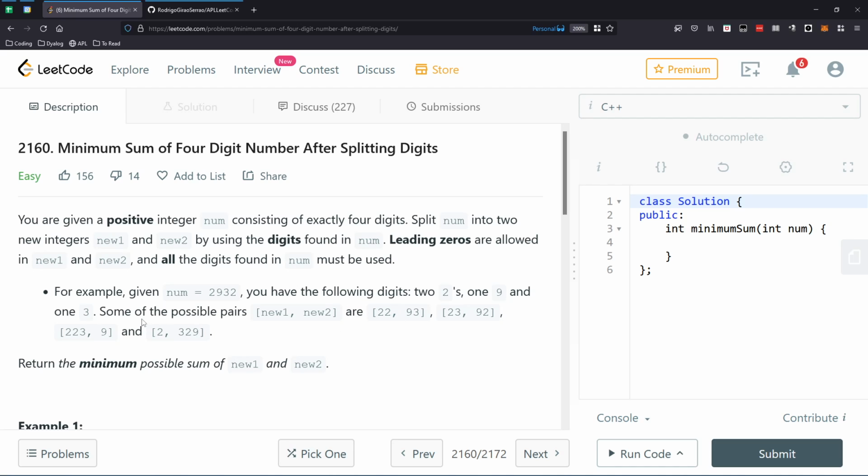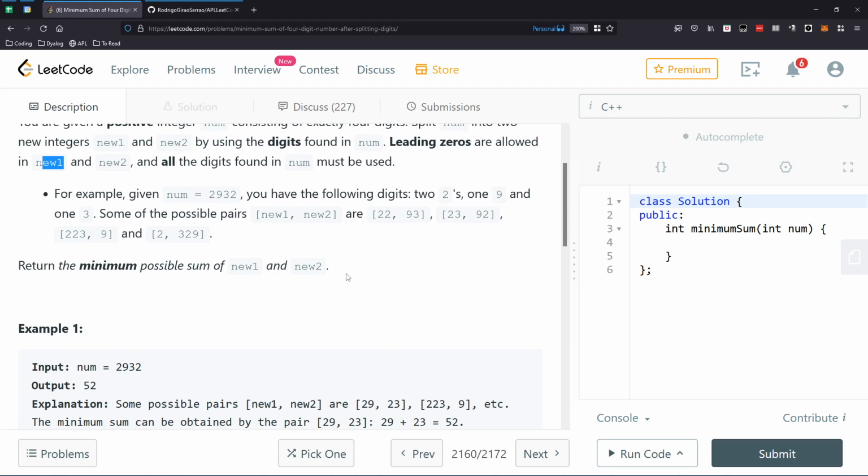So the problem statement says we are given a positive integer num that contains exactly 4 digits. Then we split the number into two new integers by using the digits found in num. We can use leading zeros for both new numbers, and all the digits found in num must be used.